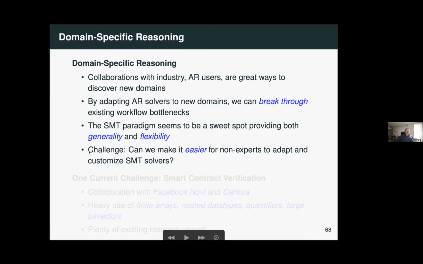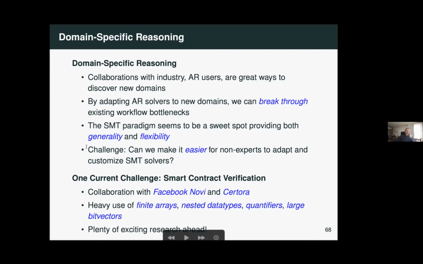There's still this big challenge, which I think is a challenge that we need to think hard about, which is how do we make it easier for non-experts to adapt and customize these SMT solvers? So we have some ideas in that direction, but I think this is still a big challenge.